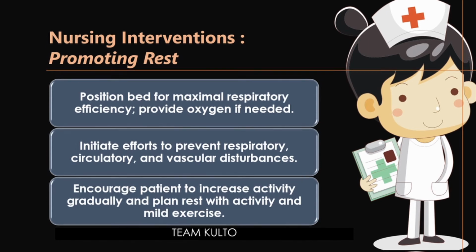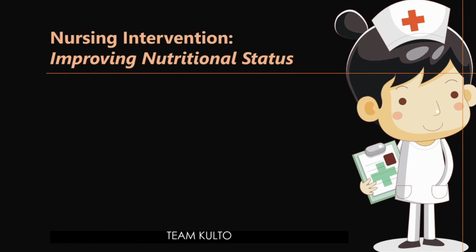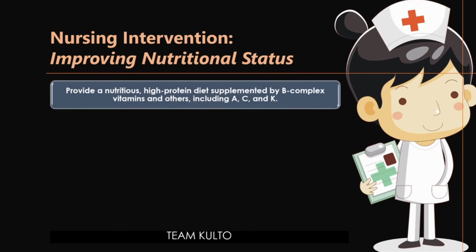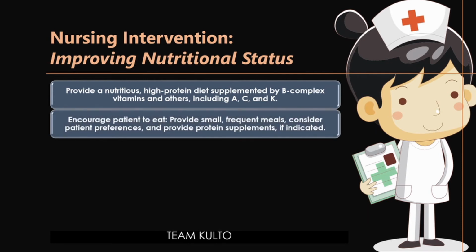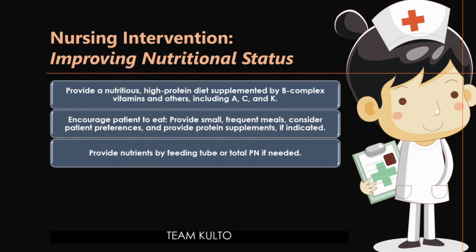Next nursing intervention na tayo, improving nutritional status. Provide a nutritious high-protein diet supplemented by B complex vitamins and others, including A, C, and vitamin K. Encourage patient to eat, provide small frequent meals, consider patient preferences, and provide protein supplements if indicated. Provide nutrients by feeding tube or total parenteral nutrition, TPN, if necessary lang naman.